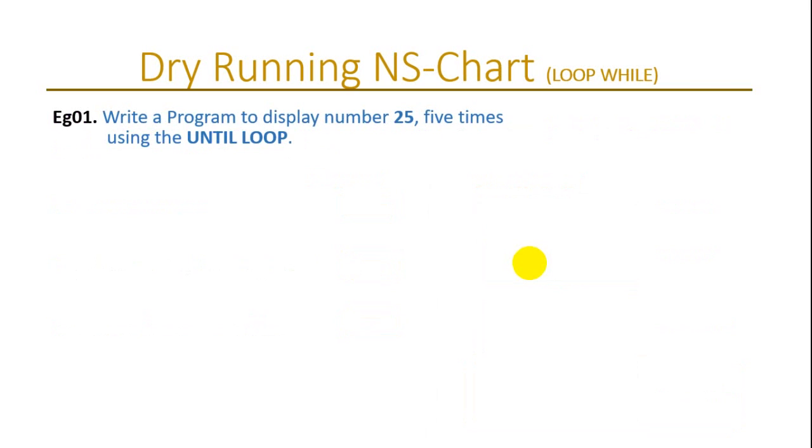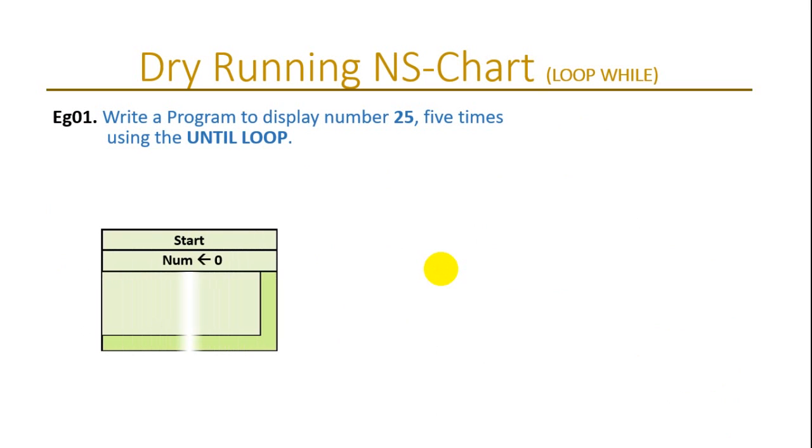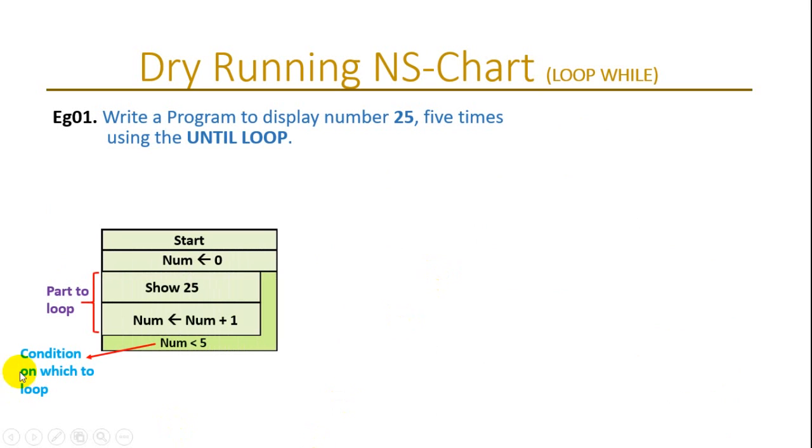To understand this, let's directly do the same program we did in the loop while. This time we'll use the loop until and do the same thing: print 25 5 times. So there you are. If you notice, the loop until is the other way around, because in the loop while the condition comes in the beginning. So here this is the looping part.